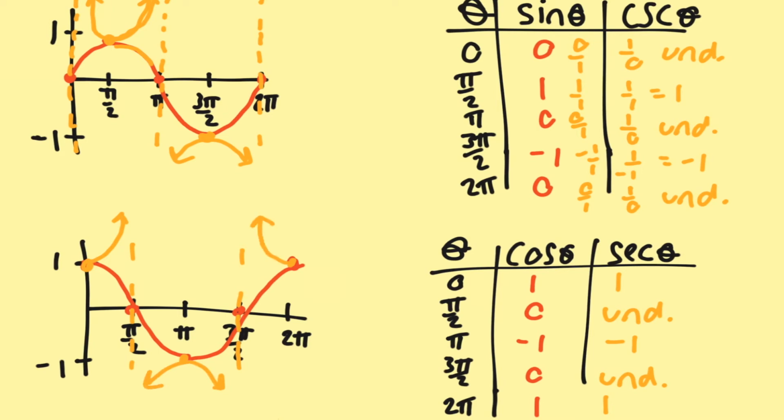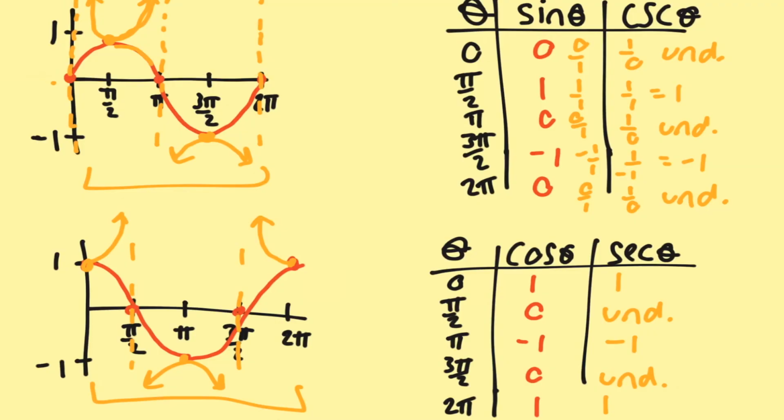Notice the periods for both cosecant and secant are 2 pi. It takes that long until it repeats again. And again, there's no amplitude, just like with cotangent and tangent, there's no amplitude because there's no min or max.